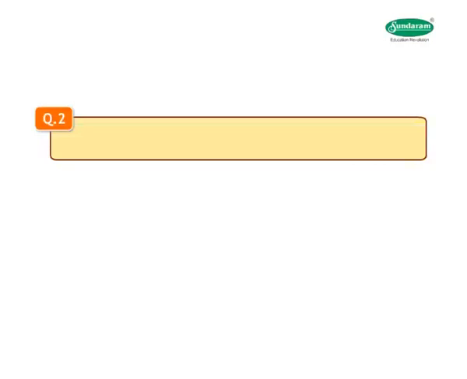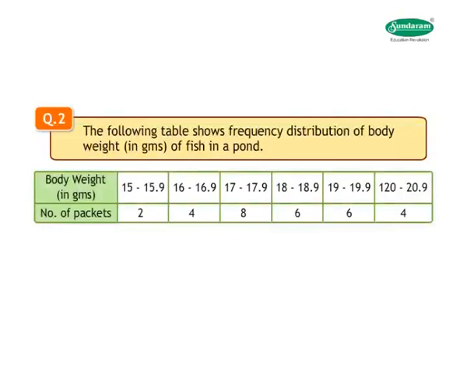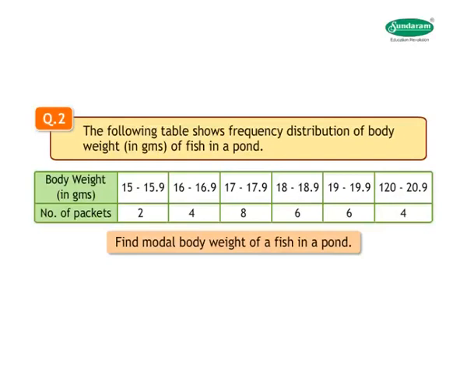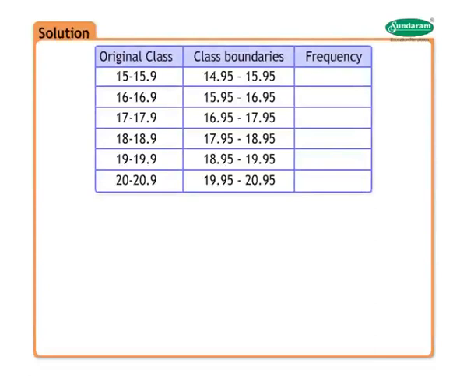Question 2. The following table shows the frequency distribution of body weight of fish in a pond. Find the modal body weight of a fish in a pond. Solution. Here class intervals are of inclusive type. For calculation of mode, we have to make them exclusive type. After doing this, the frequency distribution is as follows. Decrease lower limit by 0.5 and increase upper limit by 0.5. Here, maximum frequency is 8.